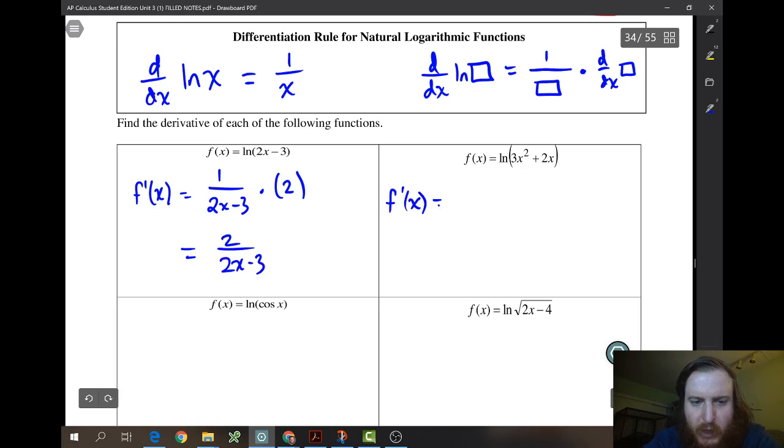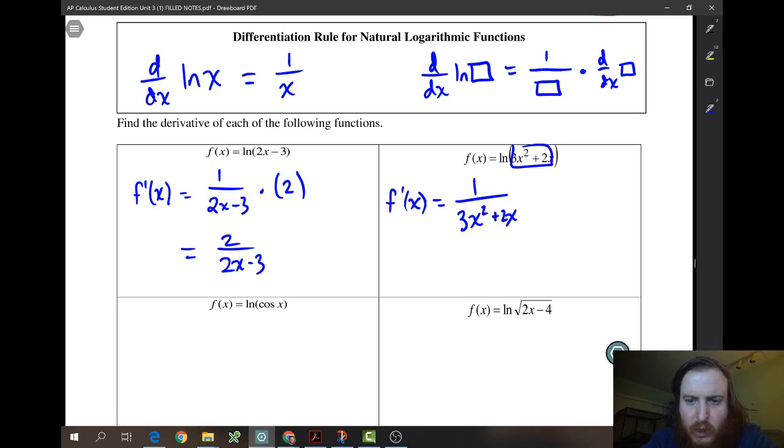Okay, and again, if you want to pause the video, try these next few on your own. And then just come back and check your answers, or you can just watch and take notes with me. So, right, there's our box. So the derivative of ln of box is 1 over 3x squared plus 2x.